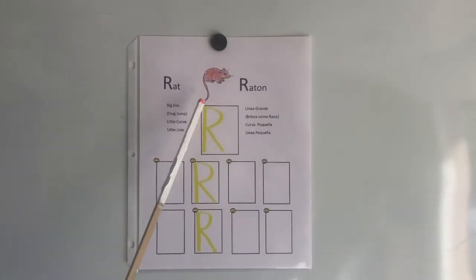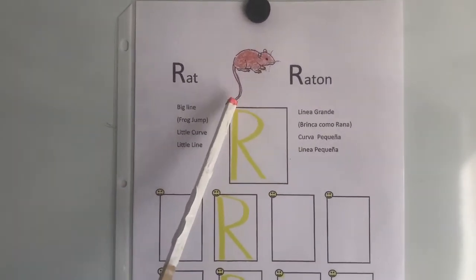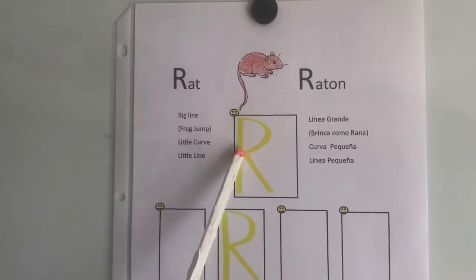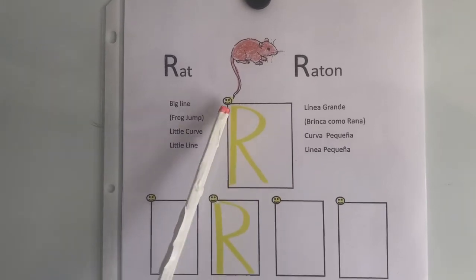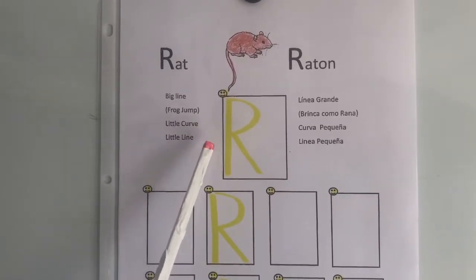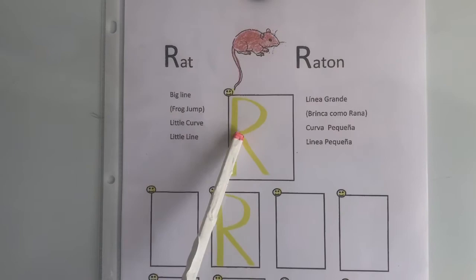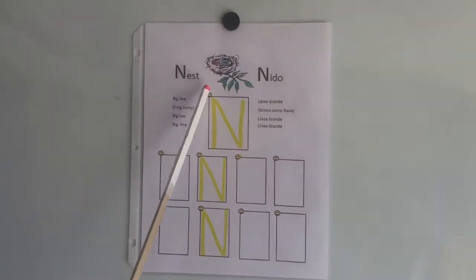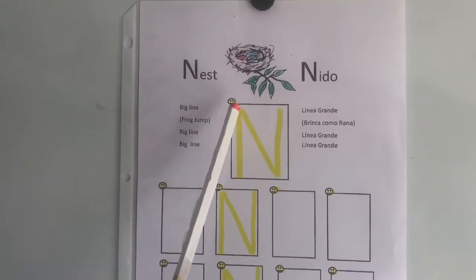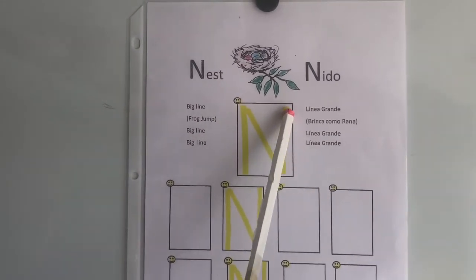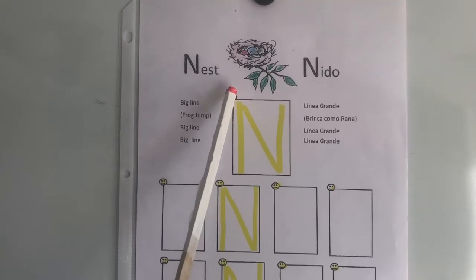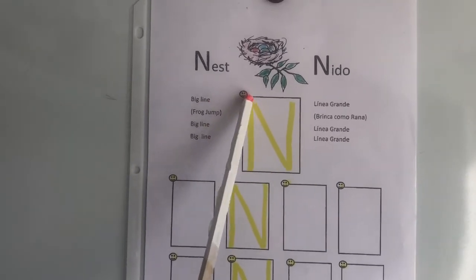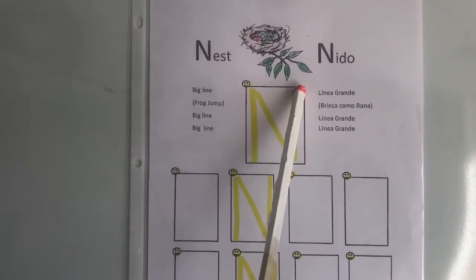Vamos a empezar aquí. We're going to start in this corner. Starting corner. Big line, frog jump, little curve, little line. Línea grande, brinca como rana, curva pequeña, línea pequeña. You start in the starting corner, big line, frog jump, big line, big line. Empezando aquí en la esquina de empezar, línea grande, brinca como rana, línea grande, línea grande.